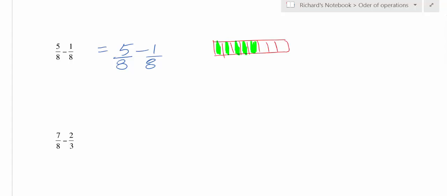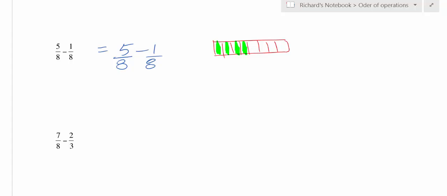I'm going to represent 5/8 by taking a whole and dividing into 8 equal pieces, and then coloring in 5 of the boxes. Now, these boxes are all the same size. I'm going to take one of them away, like this. And now I have 4/8. Just 4 boxes are colored.